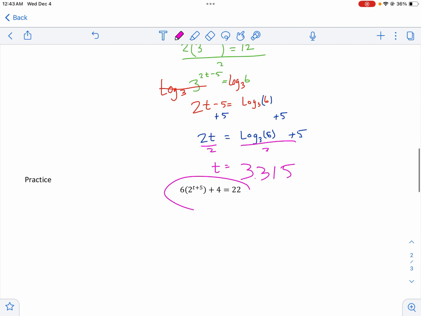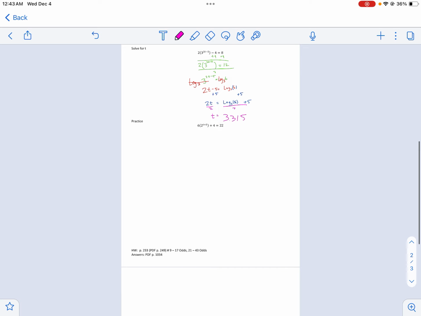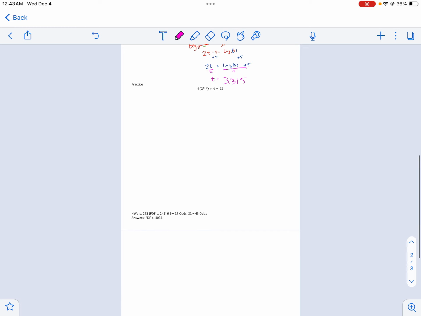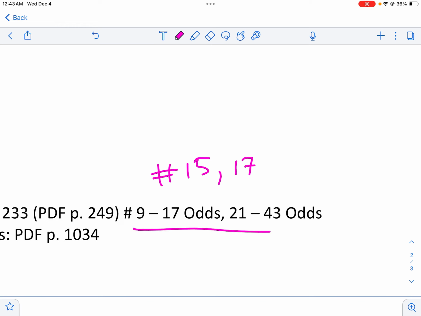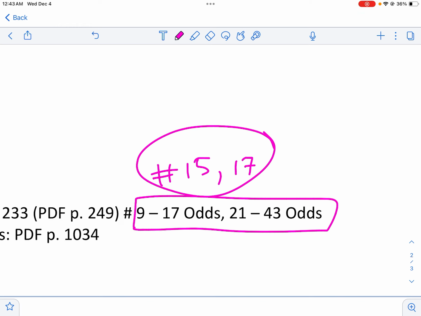Okay, and then this one is done very, very similar to that too. So for the homework, on number 15 and 17, you won't know how to do that yet until Friday. But the rest of these, you should be able to do it just fine. So you can save those two, and I'll go over how to solve them on Friday.